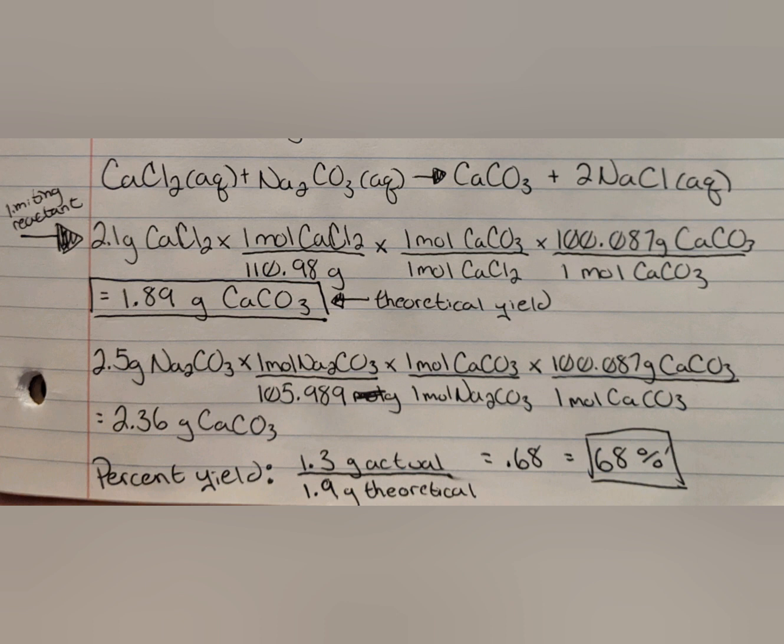Since the theoretical yield from the calcium chloride was only 1.89 grams, which was less than what we got from the sodium carbonate, that means that that's our limiting reactant. So our theoretical yield was 1.89 grams of calcium carbonate. Now in the lab we ended up with 1.3 grams of actual product. So dividing our actual yield by our theoretical yield, I found that we have a percent yield of 68%.